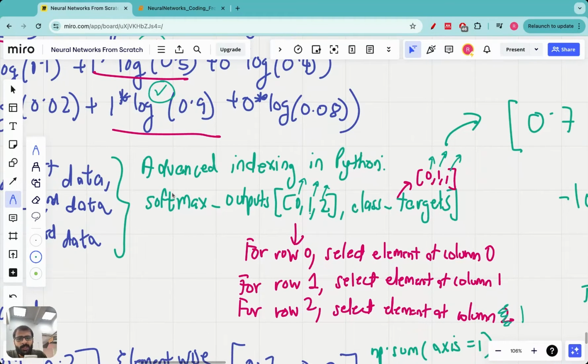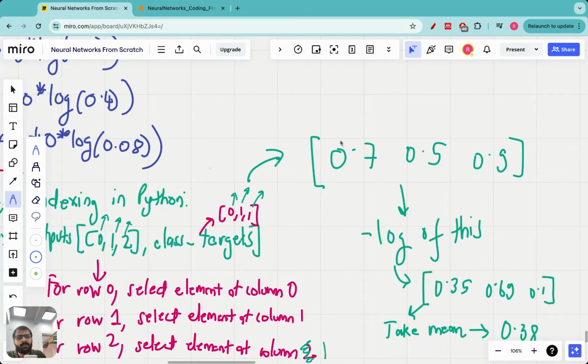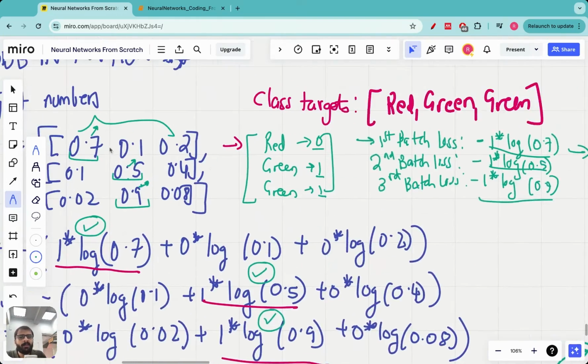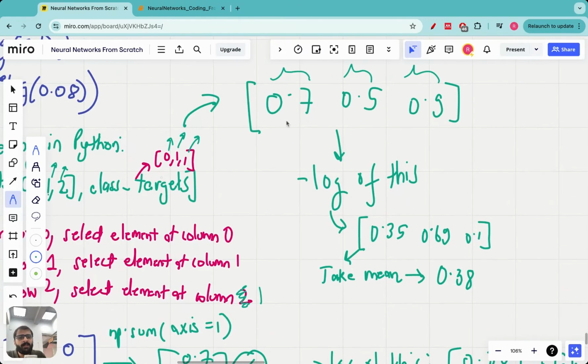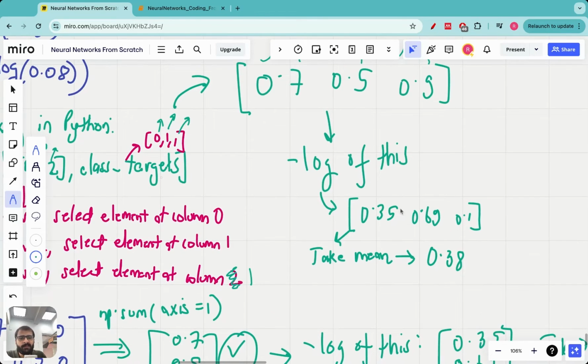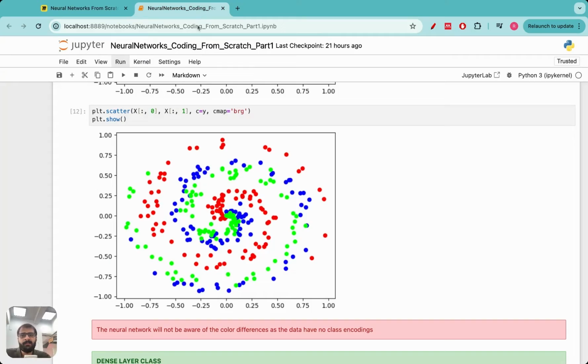So what this operation will do is that if we index the softmax outputs like this, the only values we'll get are 0.7, 0.5 and 0.9, which are exactly the values which we needed. And then all we need to do is take the negative log of this and take the mean to find the cumulative loss of this data set compared to the actual data. Let us see now how this is executed in Python.